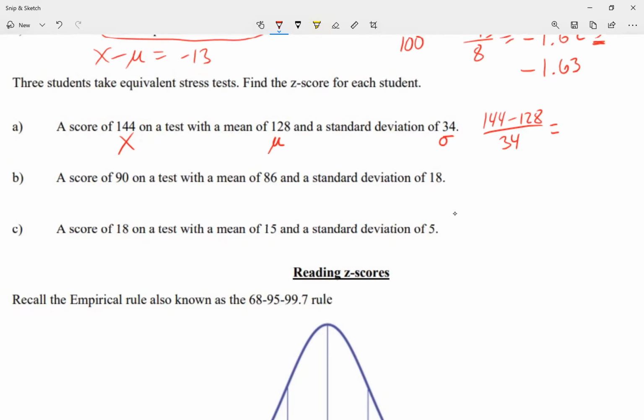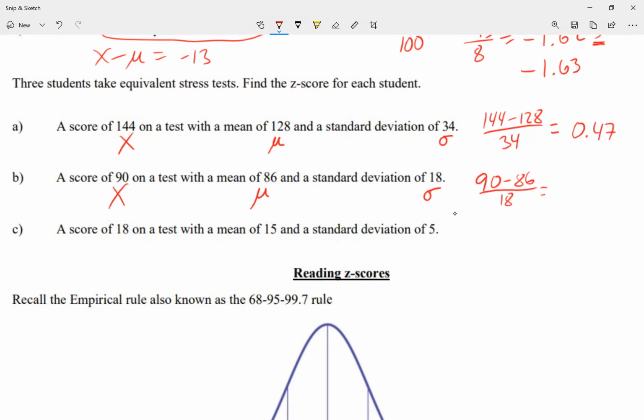Let's take a look at example B. A score of 90, so that's the number I'm checking, on a test with a given mean of 86, so my mu is 86, and my standard deviation is 18. Again, let me label them so it's easier for me to see. So I'm just going to go 90 minus 86 divided by 18. And that's going to give me 0.22.